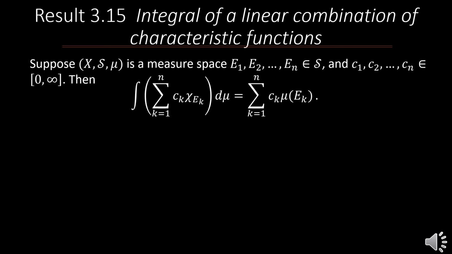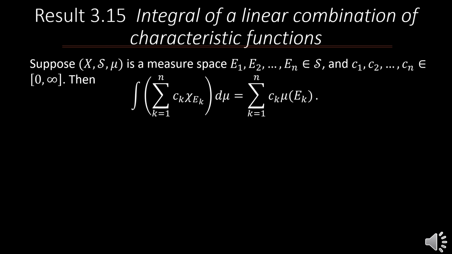Result 3.15 is nearly identical to previous result 3.9, but this time we're dealing with the integral of a linear combination of characteristic functions. We suppose X, S, mu is a measure space, and E1, E2 through En are sets in our sigma algebra S. Furthermore, we fix c1, c2 through cn to be some non-negative real numbers.